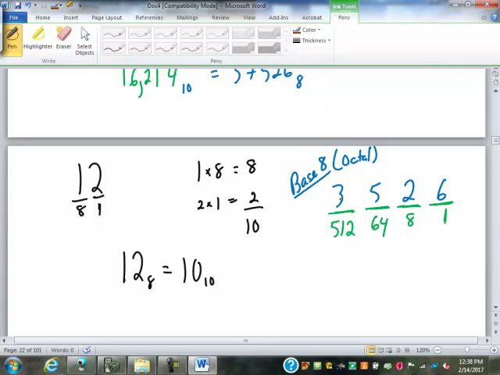We just go through digit by digit and we call its place value. So this is 3, but it's times 5. Each one of those is worth 512. So that's 3 times 512 is 1536.